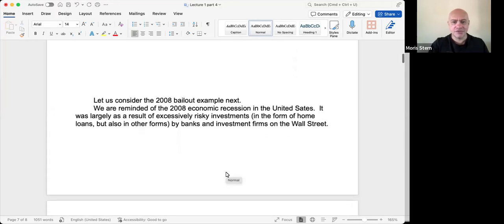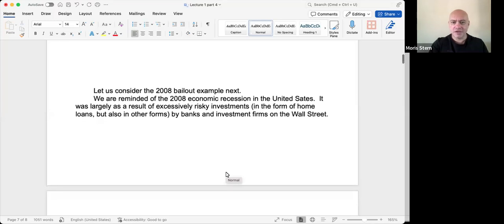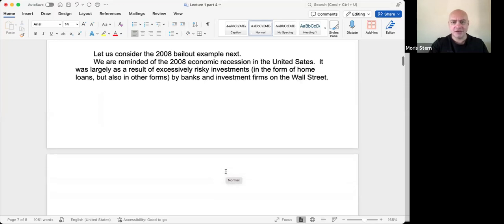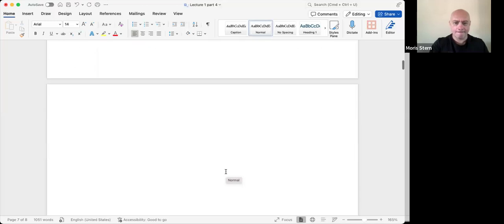Let us consider the 2008 bailout example next. We are reminded of the 2008 economic recession in the United States. It was largely a result of excessively risky investments in the form of home loans, but also in other forms of loans and other forms of financial dealings by banks and investment firms on Wall Street.